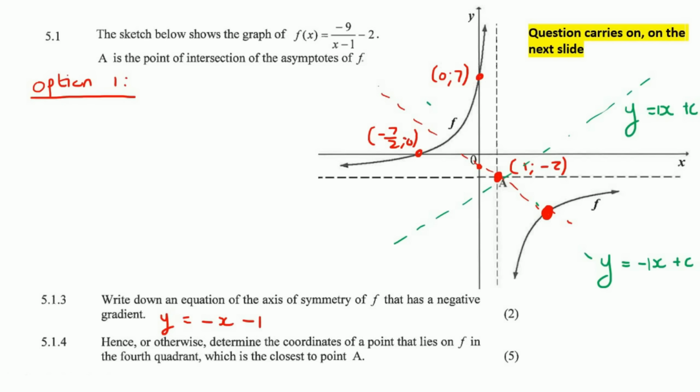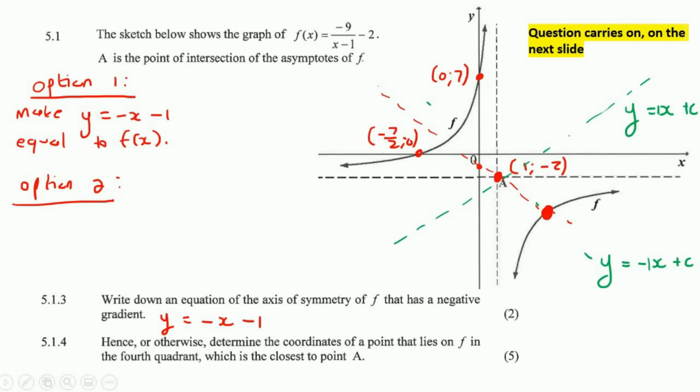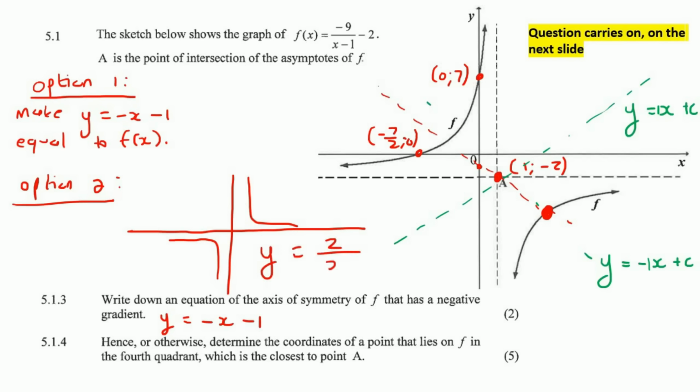However, the better option, okay, so that would be the simultaneous, or sorry, if you make y equals minus x minus 1 equal to f of x. Okay, that's option 1. Option 2 is, if we remember grade 10. In grade 10, we learnt about hyperbolas, for example. So like you'd have this, and you'd have this. And let's say they gave you y equals 2 over x plus 4. Then we had a way where we could easily work out this point and this point.